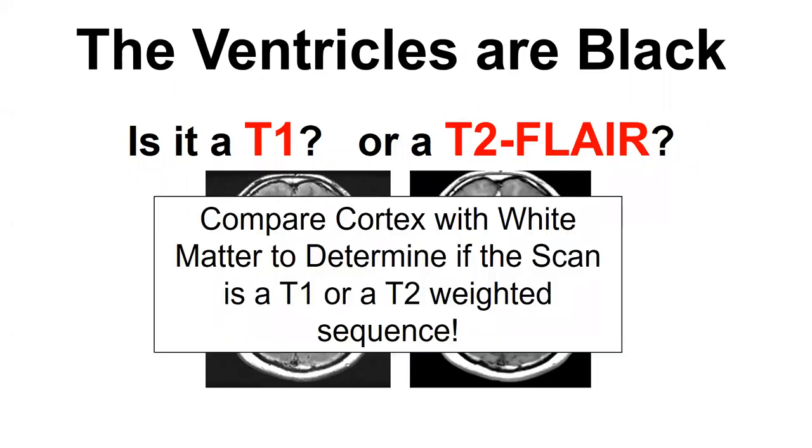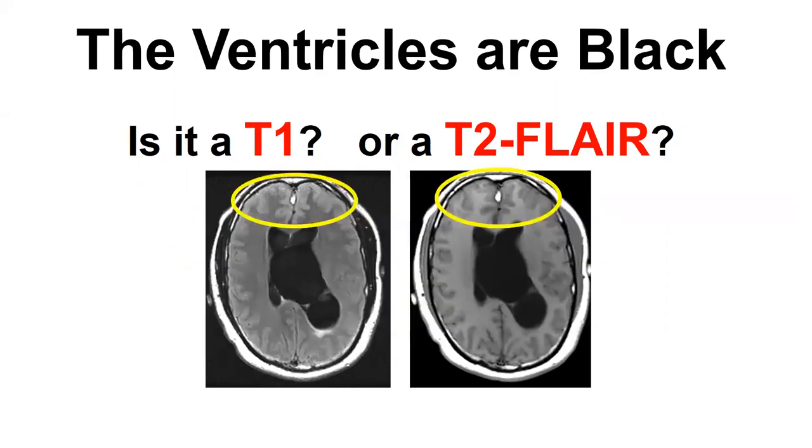Compare cortex with white matter to determine if the scan is a T1 or T2 weighted sequence, period. Look at the panel on the left. The cortical ribbon is hyperintense to the underlying white matter. That's a T2. Look at the panel on the right. The white matter is hyperintense to the overlying cortical ribbon. That's a T1. Because the CSF is dark on the panel on the left, this is not just a T2, it's the T2 flare.